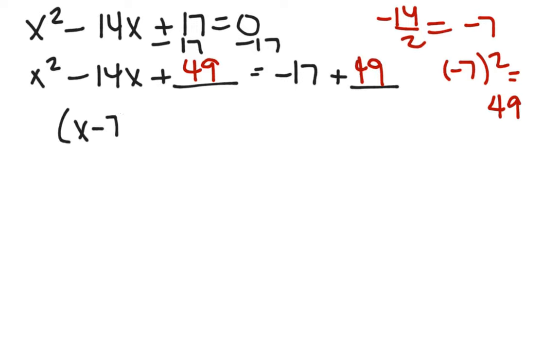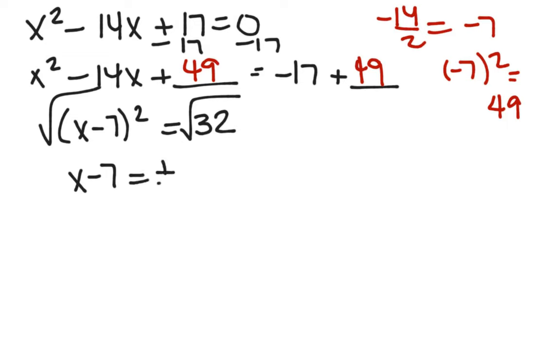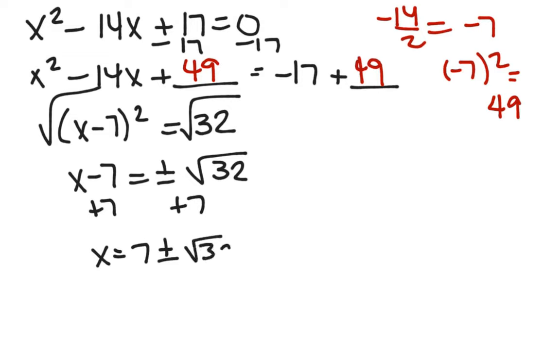Left side factors into x minus 7 quantity squared, that minus 7 we remembered. And when we add 49 and negative 17, that gives me 32. Take the square root of each side. That gives me x minus 7 equals plus or minus the square root of 32. And finish by adding my 7, and that gives me 7 plus or minus the square root of 32.